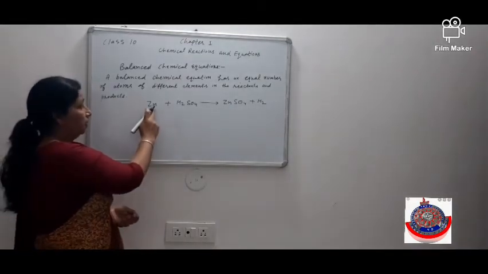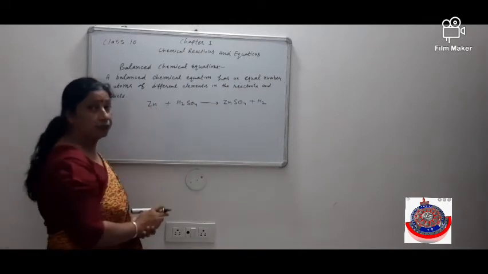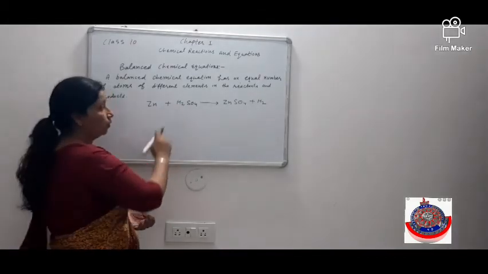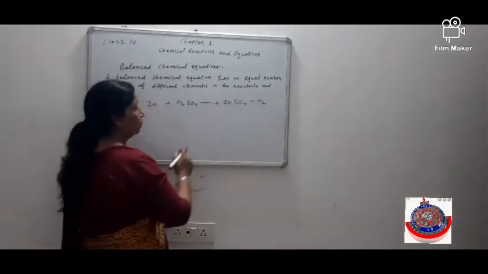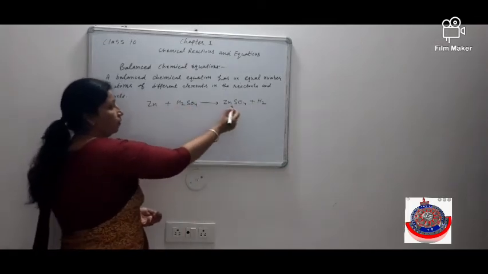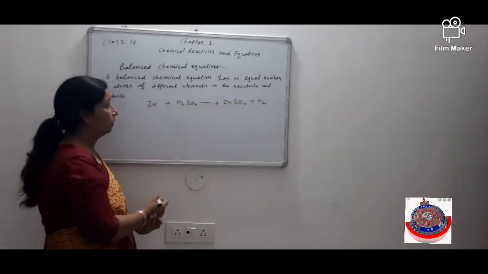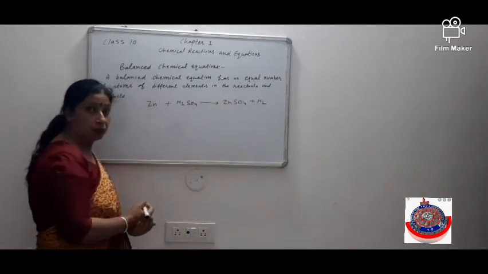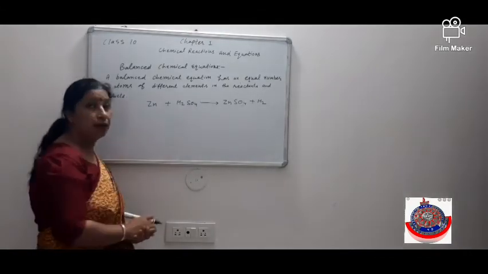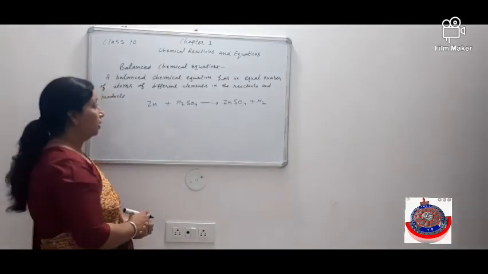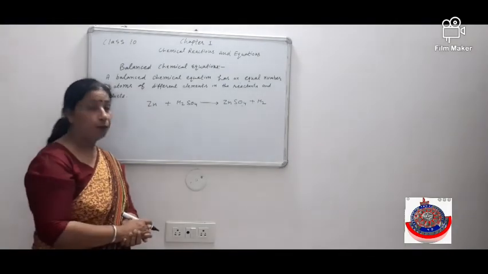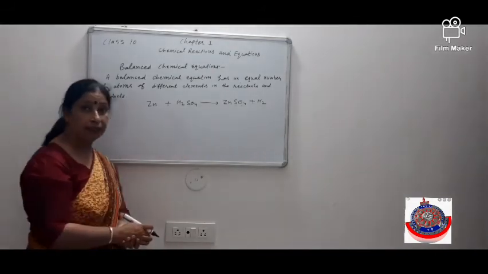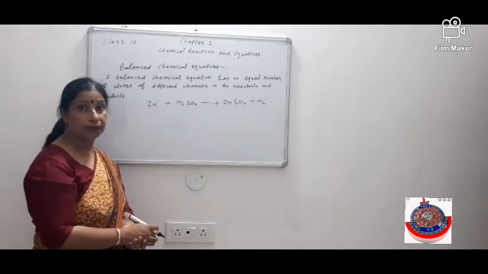This is zinc. In reactants, zinc is 1 and in products, zinc is 1. Hydrogen 2 and hydrogen 2. Sulfur 1 and sulfur 1 in products. Now oxygen 4 and in products oxygen 4. It means this is a balanced equation. In a balanced equation, masses of the elements are equal on both sides, in reactants as well as in products.